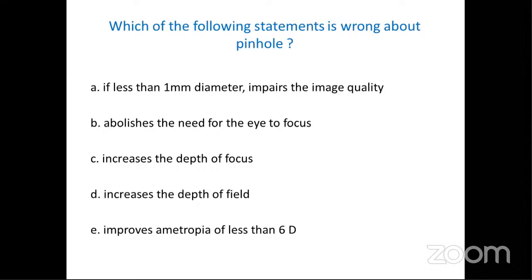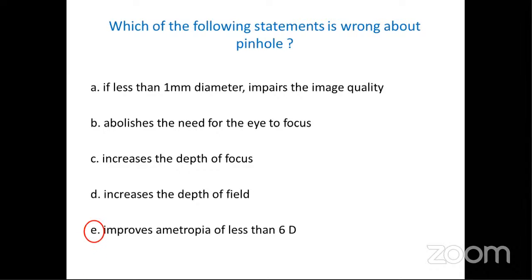It is also true. It increases the depth of focus. Of course, it increases the depth of focus because the peripheral rays are cut off. It increases the depth of field also. It improves emmetropia of less than 6 diopter. When you put a pinhole in front of a patient's eye, even if he has refractive error, he is able to read, right? So it improves emmetropia of how much? 4 diopter. So the fifth one is wrong. The wrong one is E.